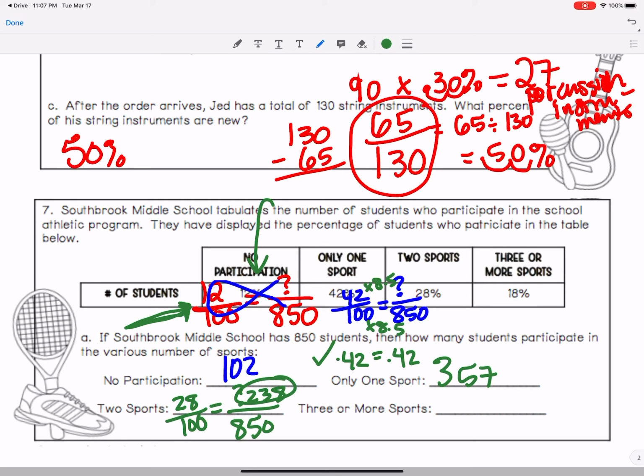And the very last question, how many students did 3 or more sports? If 18% of students did 3 or more sports, well, 18%, that's the same thing as 18 out of 100, right? So I could just say 18 out of 100. Let's set that equal to our total number of students of 850, and then let's solve this. 850 times 18 divided by 100, and that's going to give me 153. So that is my answer.